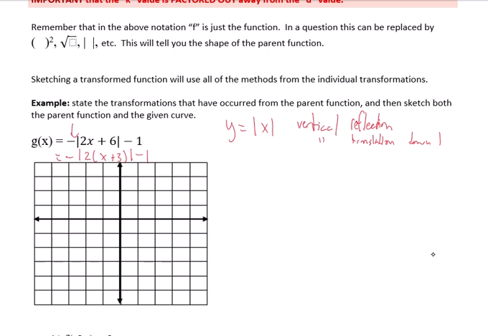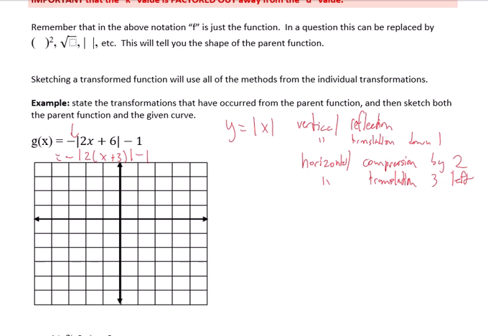So I have a horizontal, looks like I have a compression. Remember that a whole number here greater than 1 is a compression for a horizontal transformation, so horizontal compression by a factor of 2. And then horizontal translation 3 to the left. Okay, so I have my transformations.